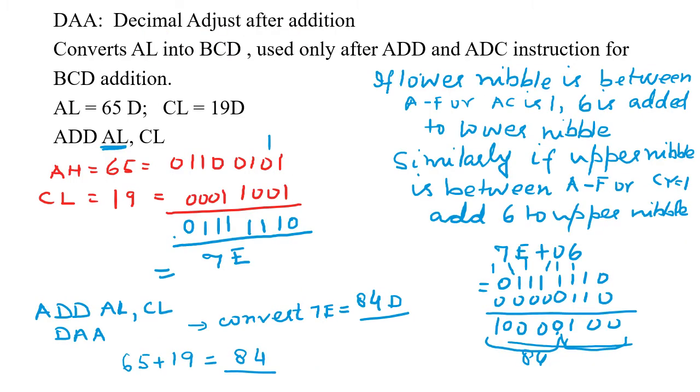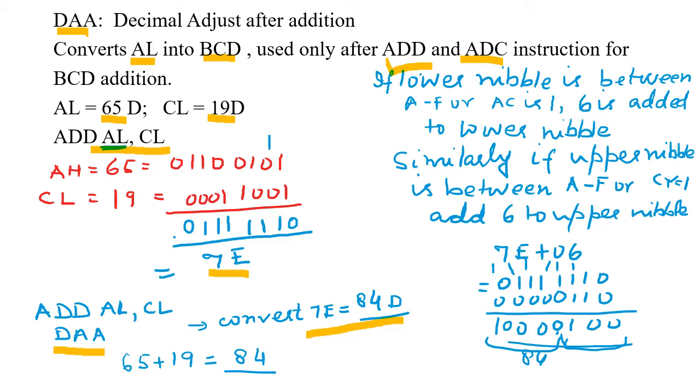Next, decimal adjust after addition. It converts result in AL into BCD. It is used only after add and add with carry instruction. For example, if AL is 65 in decimal, CL is 19 in decimal, and the question is add AL, CL. Then when we add these two numbers, we get 7A. If after this we use DAA, it converts 7A to decimal.